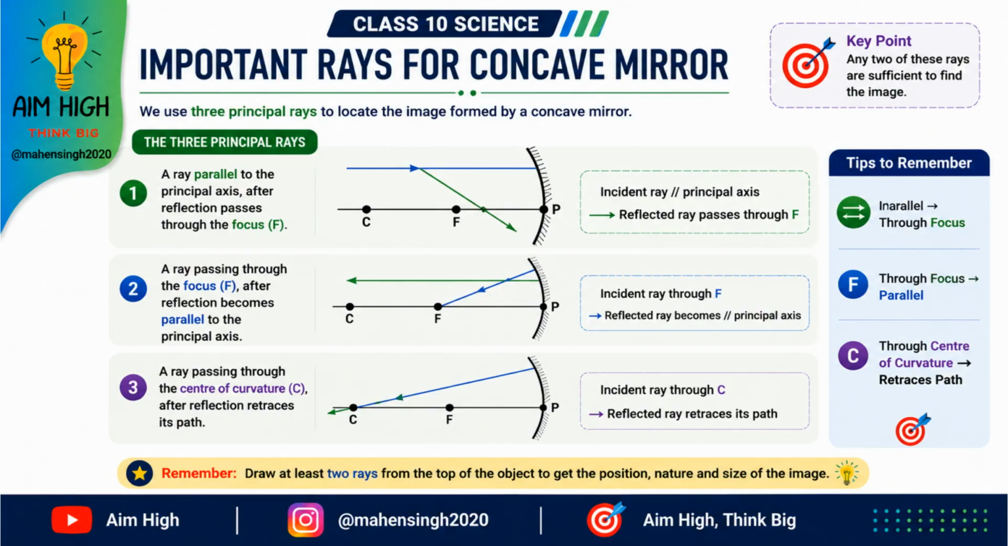The third ray passes through the center of curvature and retraces its own path after reflection. These three rays help us locate the position, size, and nature of the image accurately. Practice these rays carefully because they are very important for CBSE examinations and numericals.